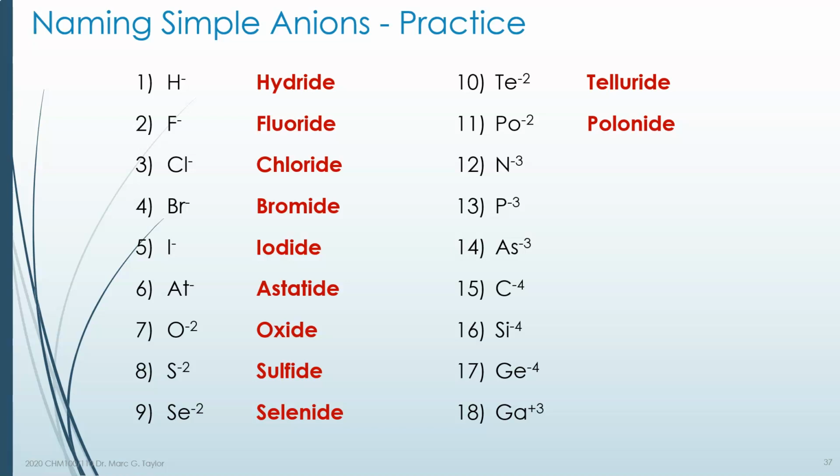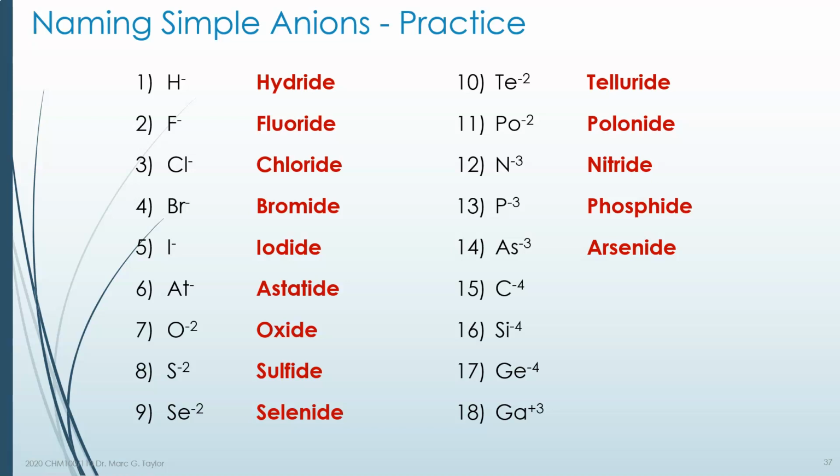Nitrogen, you should definitely know. Remember, the gen part gets replaced, so instead of nitrogen, it's just nitride. Phosphorus becomes phosphide. Arsenic, which will now be -3, will become arsenide. And now I just went through the -3s. These are the ones under nitrogen.